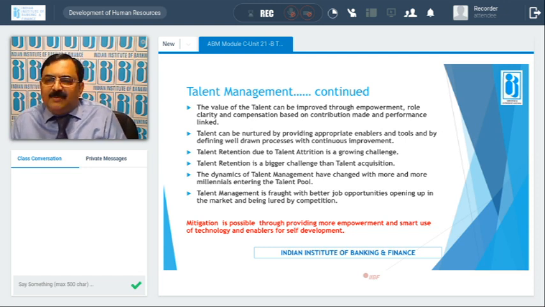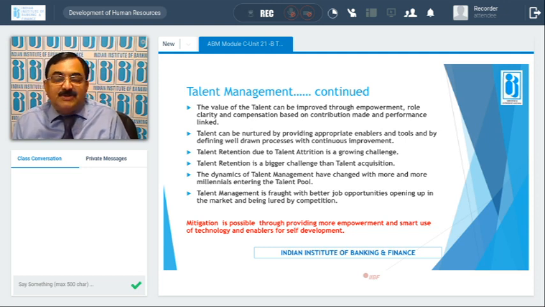Now, the dynamics of talent management have changed with more and more millennials entering the talent pool. So, the generation Y, as we call it, their outlook is different, their mindset is different, and they always expect a very empowering environment. They want to have a challenging kind of a job environment, but they also need appropriate guidance and tools, including information technology tools, so that they can perform better. And they always have the expectation to become more and more responsible, to be entrusted with more responsible challenges, so that they can always rise to the occasion, and they are open to doing that.